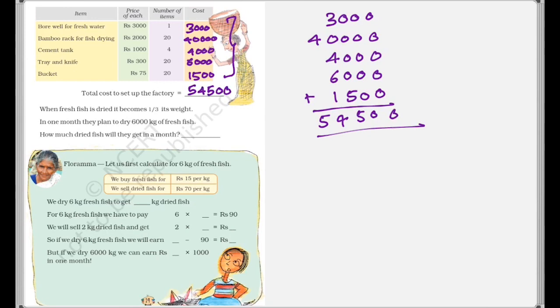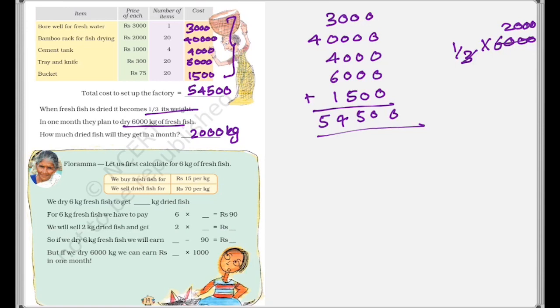So total cost is 54,500. Okay, so when fresh fish is dried, it becomes 1/3 of its weight. So in a month they plan to dry 6,000 kg of fresh fish. So how much dried fish will they get in a month? So 1/3 into 6,000. If we do this, we get the answer as 2,000. So 2,000 kg of dried fish they will get.